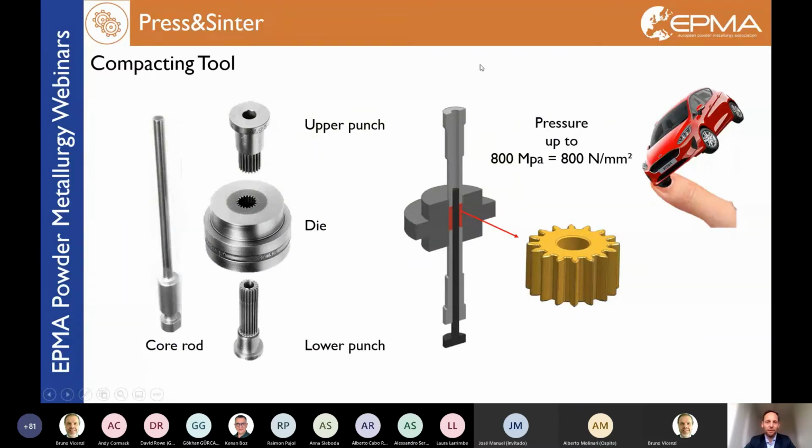Just to recap for all the people not so familiar with the PM technology, a very simple compacting tool for a gear consists of a die, 2 punches, and the so-called core rod in the middle. Just to imagine how big the press force is to compact the powder from density 3 to 7 point something: it's the same pressure as a small passenger car on a thumbnail.